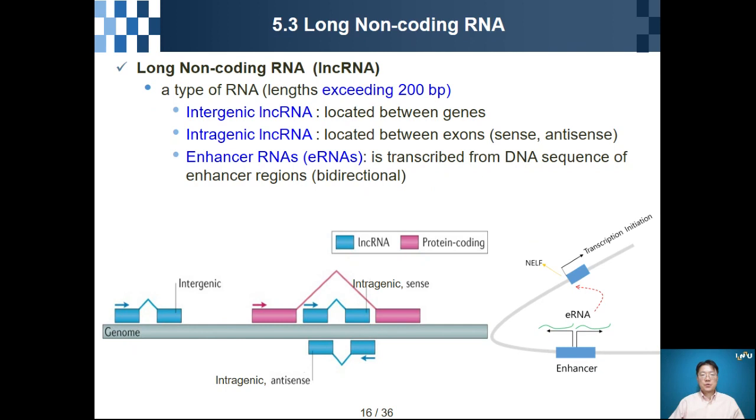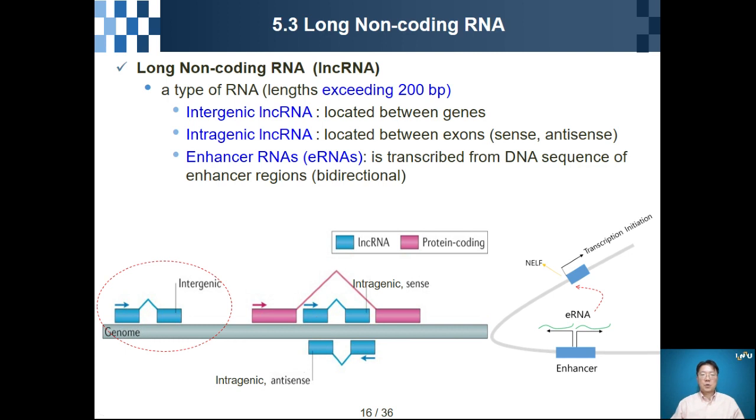Okay, so long non-coding RNAs, we call them lncRNAs, are a type of RNA. Their length is exceeding 200 base pairs. Okay, there are three types of lncRNAs. The first one is the intergenic non-coding RNA. This one is located between genes: this is one gene, and the other gene is located here.